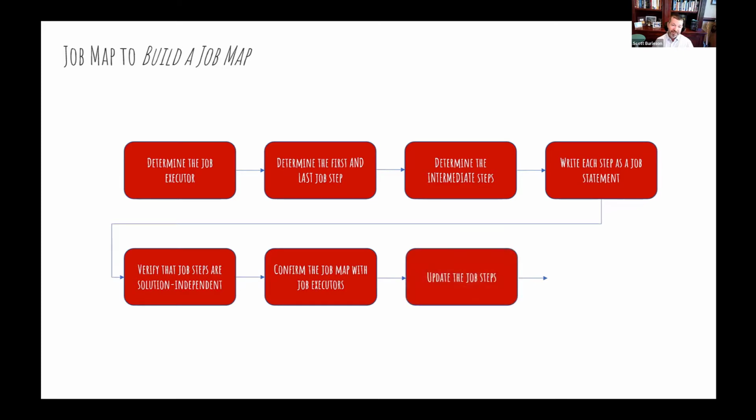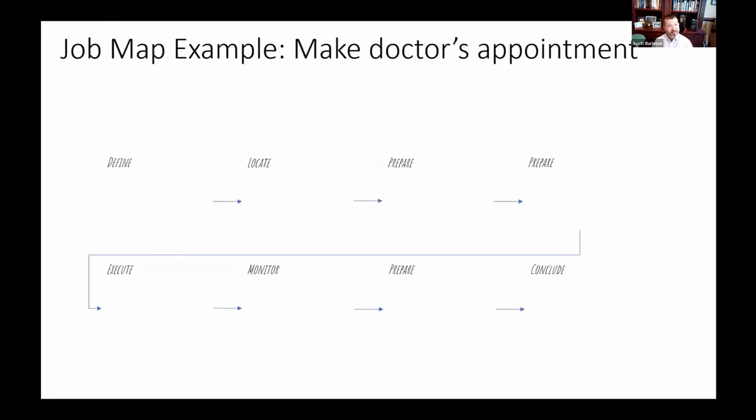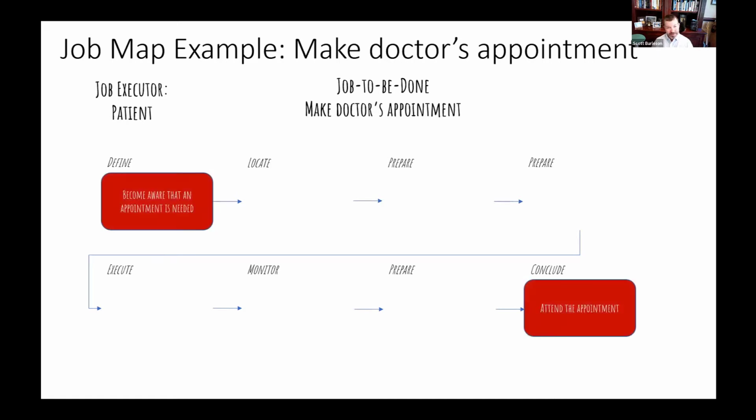What are we going to do next? We're going to update the job map after speaking with our executors, and then we're going to document our work. So let's look at an example, something we're all familiar with, making a doctor's appointment. We're going to determine who the job executor is. It's going to be the patient. What's our job to be done? Make the doctor's appointment.